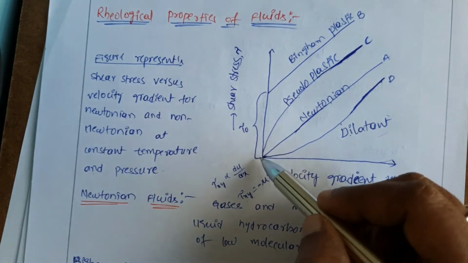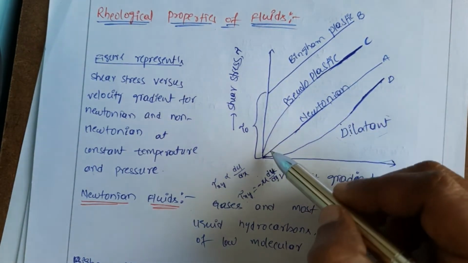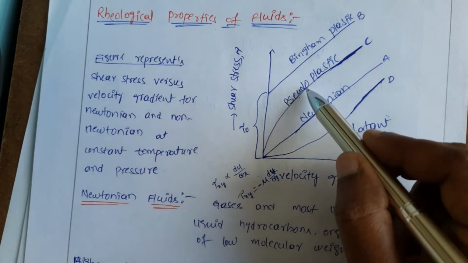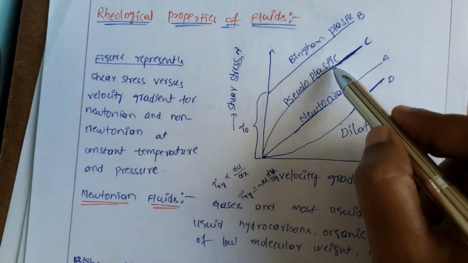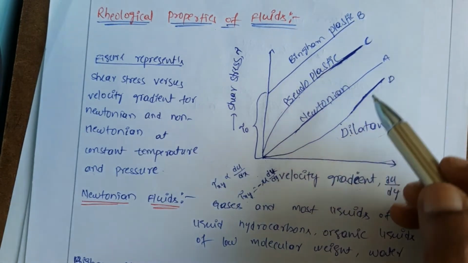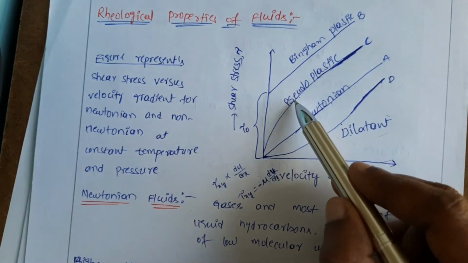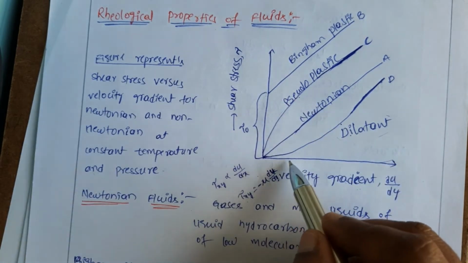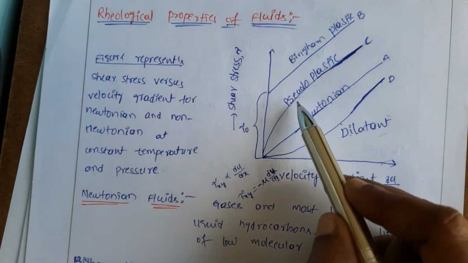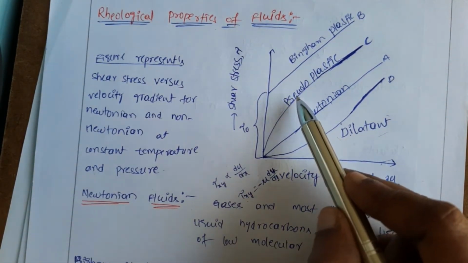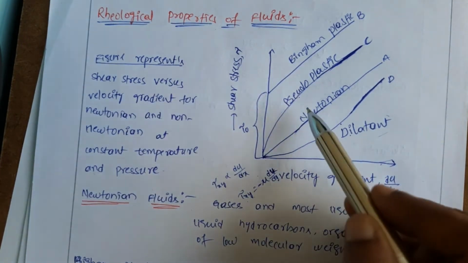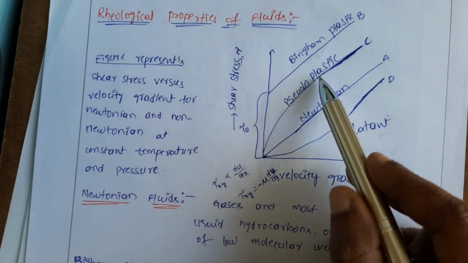When we see the pseudoplastic fluids, at low shear rate it is concave downwards. With increasing shear rate, again it will be a straight line. So these are called shear rate thinning fluids. It means with increasing shear rate, the viscosity of these pseudoplastics will be decreasing. Viscosity and shear rate are inversely related for pseudoplastics.